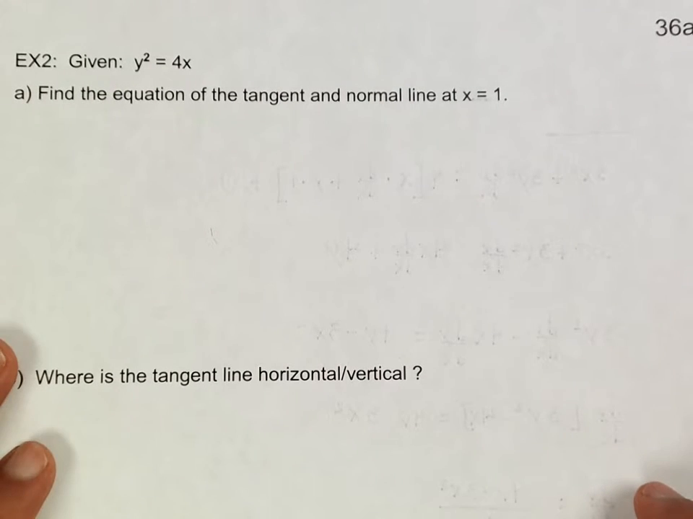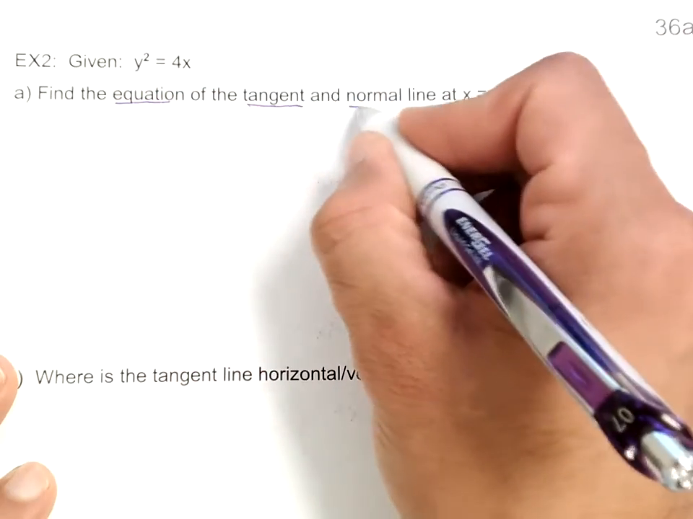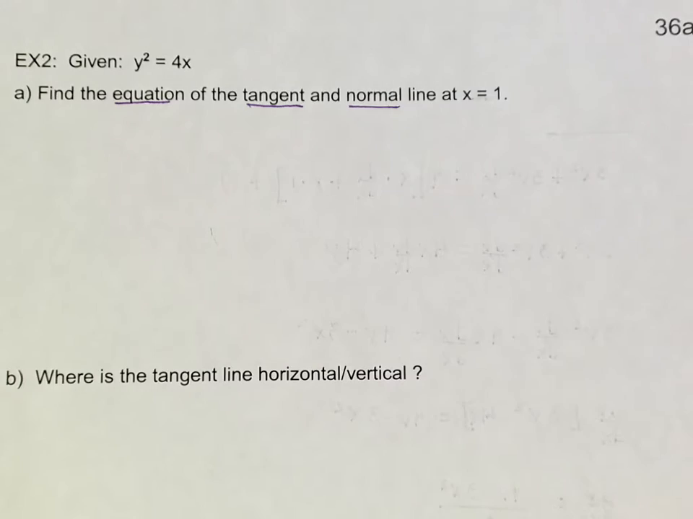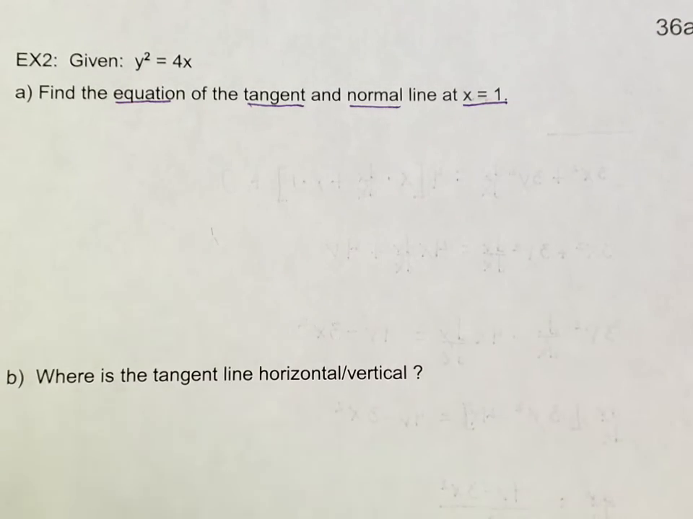So this one says, given y squared equals 4x, find the equation of the tangent line. We're going to try to find the equation of the tangent line and the normal line at x equal to 1. So the difference now is, again, what do I need for the equation of a tangent line?